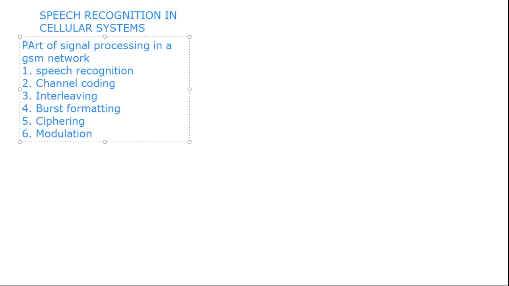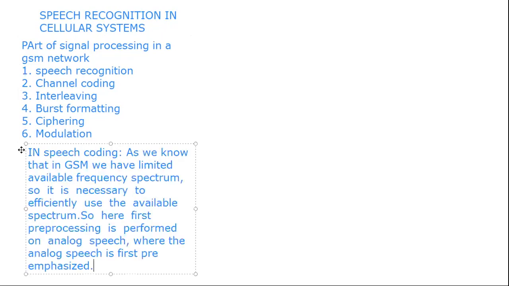And then the second coding is channel coding, which is performed to detect and sometimes correct errors introduced in the signal. So that's what we do with channel coding. Speech coding is the first stage. Here you have to digitize. So pre-processing is first performed where the analog speech is first pre-emphasized or digitized so as to enable carrying over the channel. And then channel encoding is trying to look for errors in the encoded message.